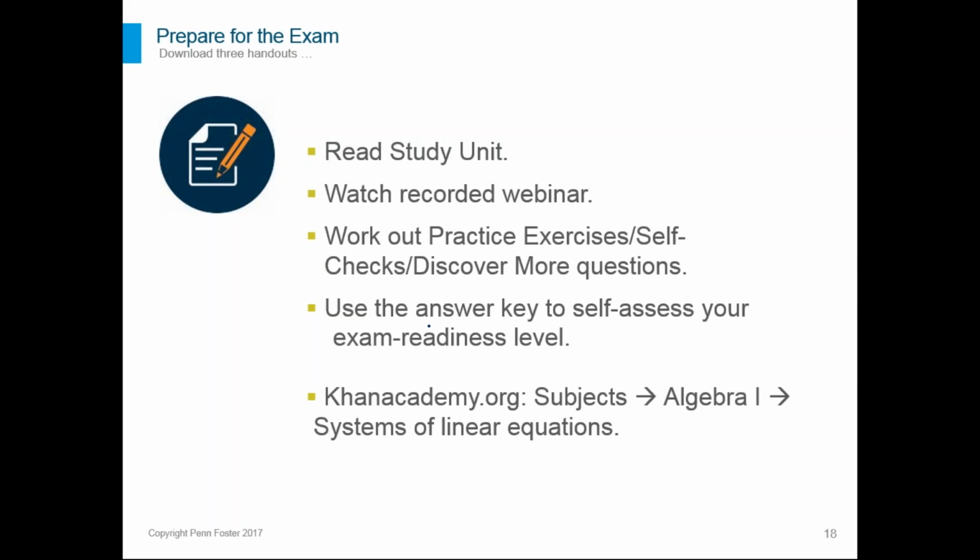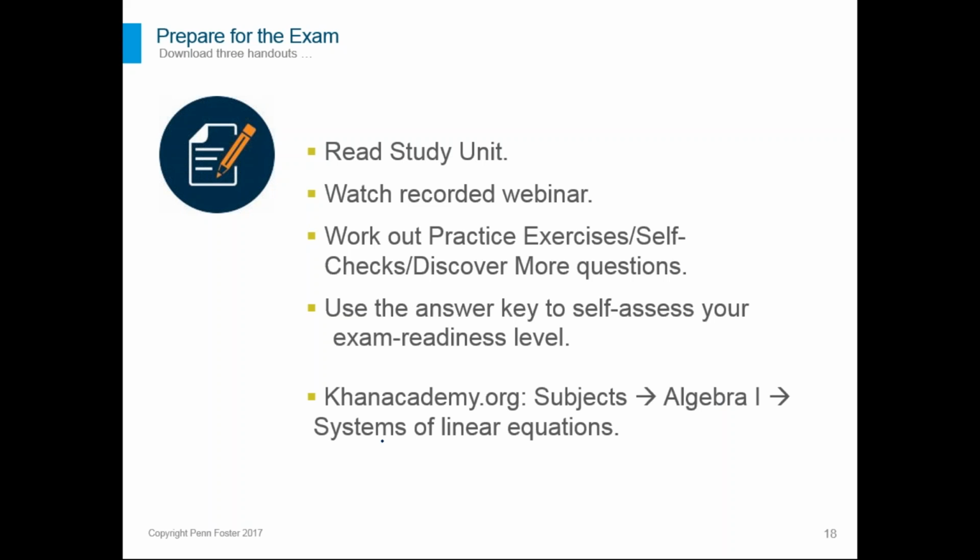So if you go to khanacademy.org, you will find an icon on the top left corner of the page. It says subjects. You click on subjects. A drop-down menu will give you every single subject that they cover. You're going to click on Algebra 1. And then under Algebra 1, you have multiple topics. The one that corresponds to our lesson today is systems of linear equations.